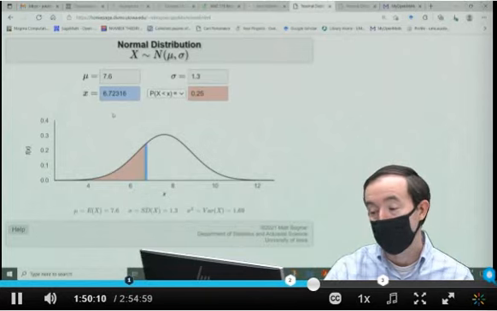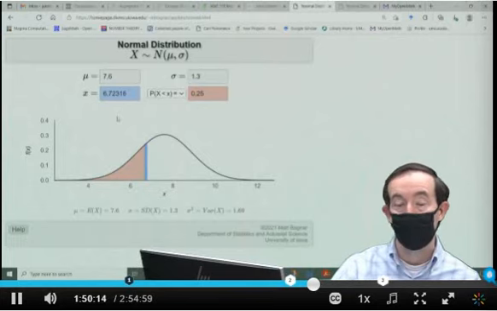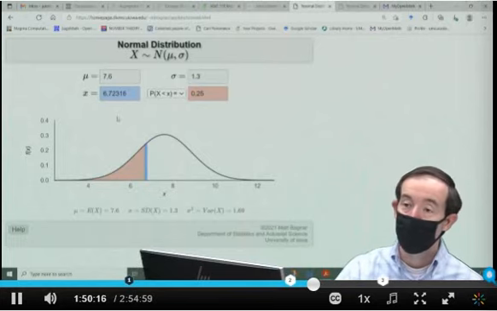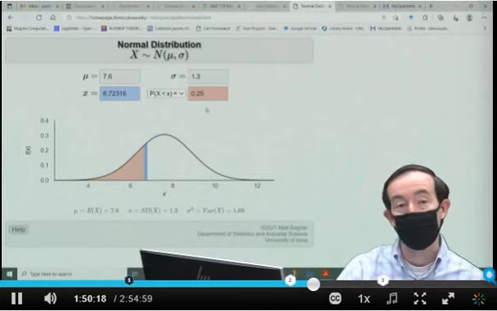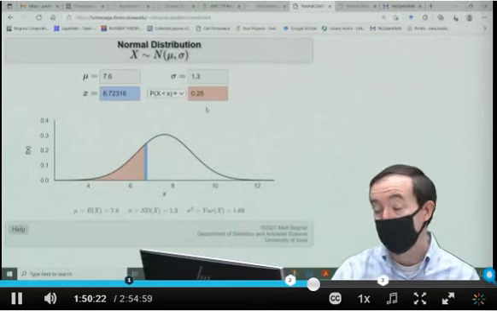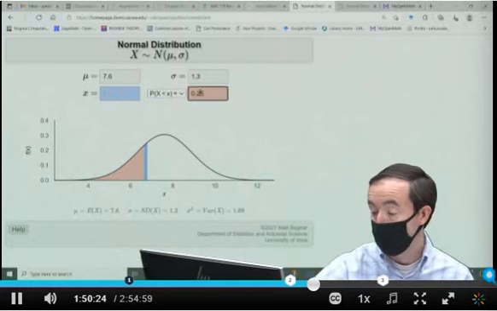So 25% of all birth weights will be at 6.72 pounds or below. And that comes directly from this particular formula. Similarly, I can find the 75th percentile, or the upper quartile, this way.